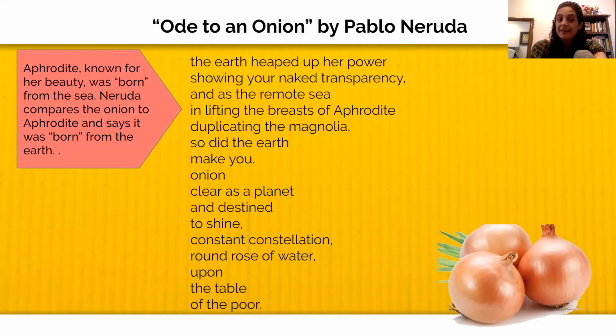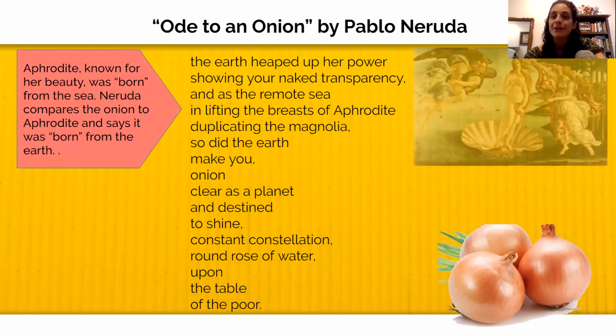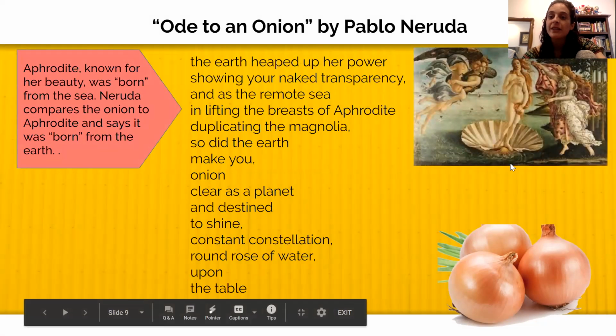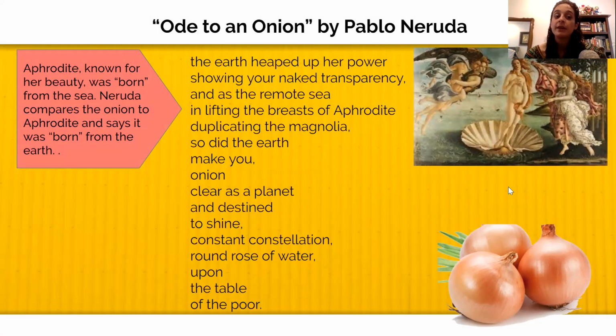Later, he compares the onion to Aphrodite herself. A lot of you may have seen this famous picture. It's called The Birth of Venus, and I think it's by Botticelli. And you see that Aphrodite sprung fully formed from the sea. And so he's comparing the onion to Aphrodite, right? It sort of springs fully formed from the earth.